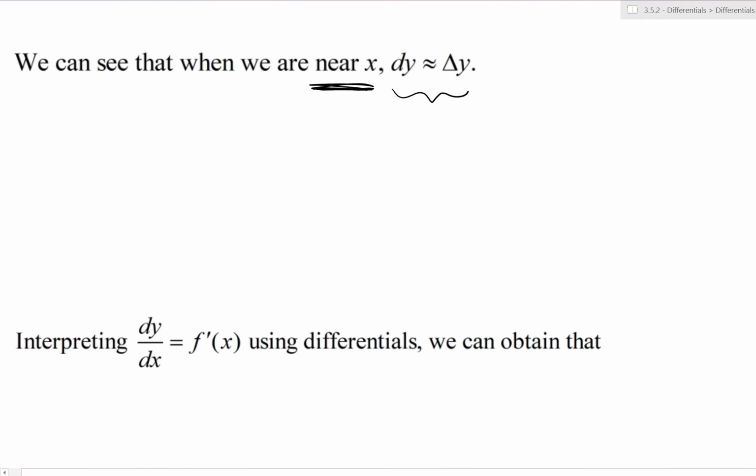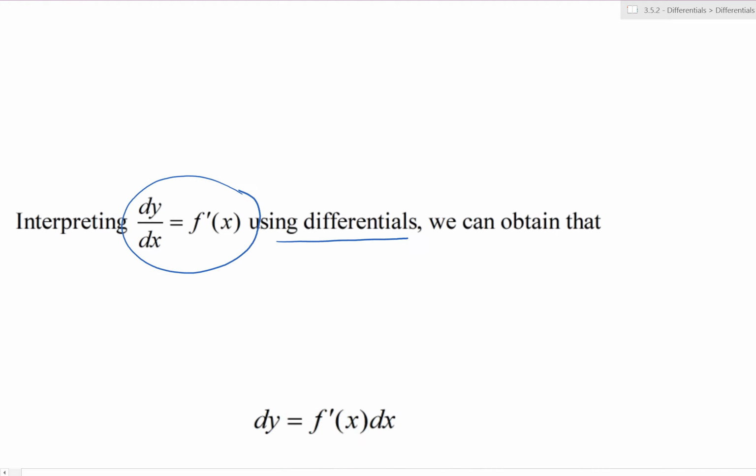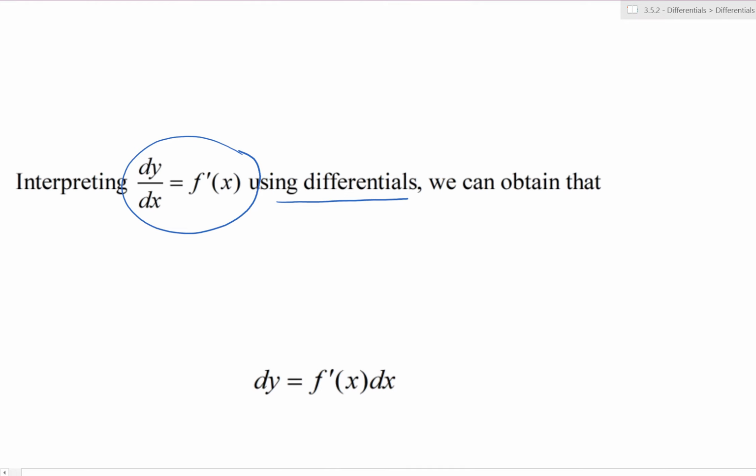So if we go back and interpret dy/dx in terms of differentials, we know that dy/dx is the same as using the notation f prime of x for the function. They mean the same thing, the slope of the tangent line of the function f at x. Using differentials, we can write dy is f prime of x dx.